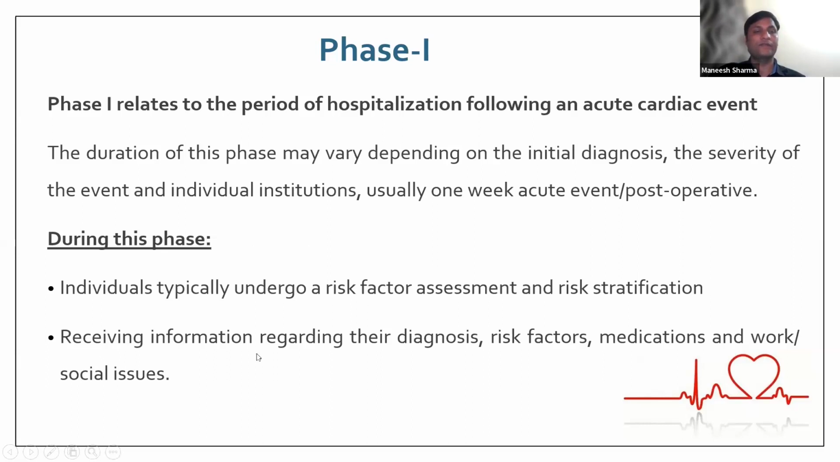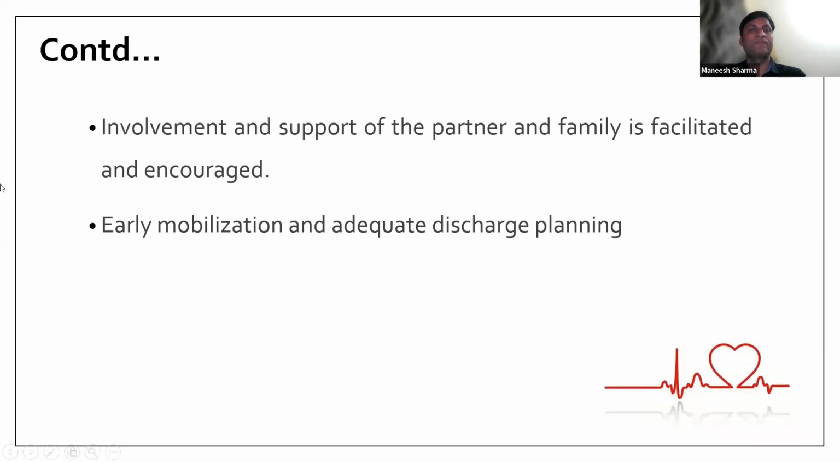Then information regarding their diagnosis, risk factors, medication, and work and social issues is also delivered to the patient, so that cooperation can be expected from the patient once the patient is taught and explained about their diagnosis, risk factors, medications, and the work and social issues. A very important component of phase 1 cardiac rehabilitation is the involvement of the family members. So family members have to be involved.